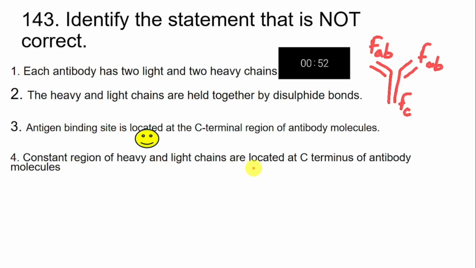Constant region of heavy and light chains are located at the C terminus of antibody molecule. Yes, this part is constant. And the constant region will give the identity to the antibody. So if this is gamma chain, the antibody will be called IgG. If it is mu chain, the antibody will be IgM. If it is delta chain, antibody will be IgD. If it is epsilon, it is IgE. If it is alpha, it is IgA. So these are the 5 different categories of antibodies. So FC region confers the class of antibody.